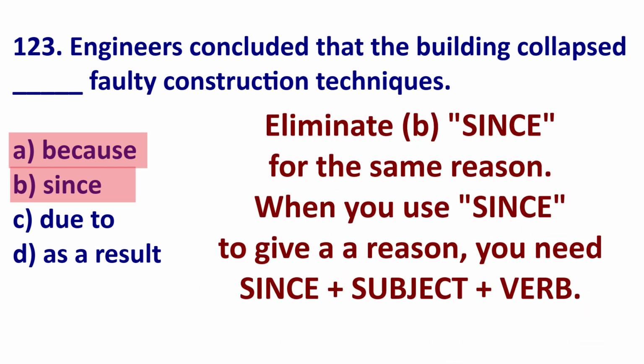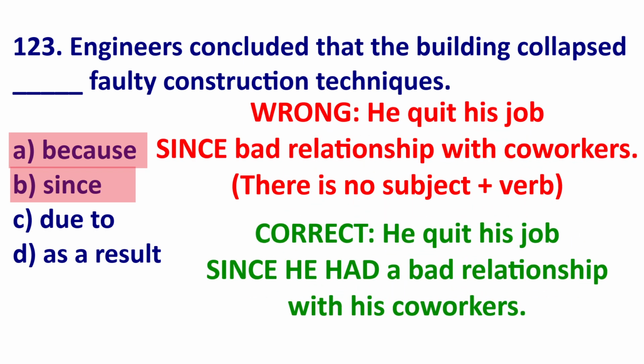The same is true for B. When you use since, like because, you need a subject plus verb after it. So since can be used for time, or it can be used for because. Here's an example. This is wrong: He quit his job since bad relationship with coworkers. Incorrect, because there's no verb. He quit his job since he had a bad relationship with coworkers. This is correct because I have a subject and verb: he had.